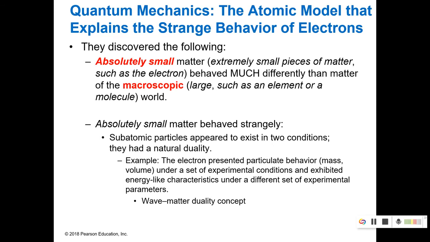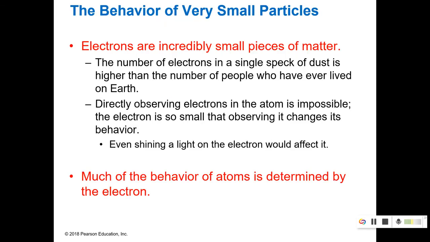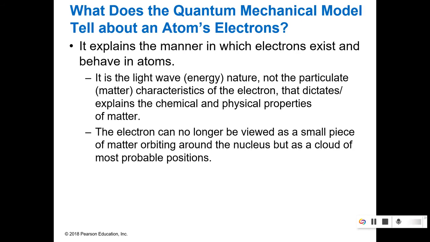Okay, so some things you need to know is that matter is very small, but we still need to see how it behaves on a macroscopic level, so just on that very large level. And electrons are the smallest subatomic particle that we're going to study. And so they're incredibly small pieces of matter. And much of the behavior of atoms is determined by electrons and only electrons. So we're going to learn some more about electrons.